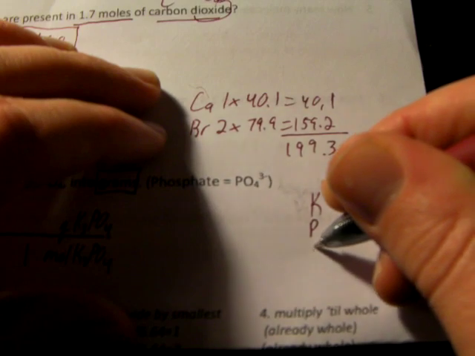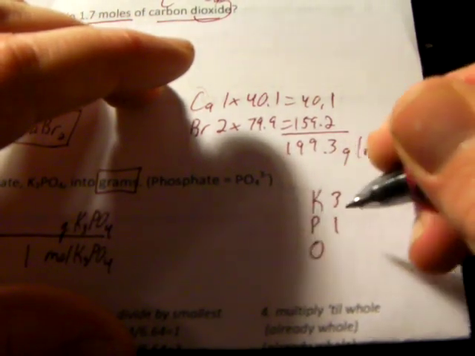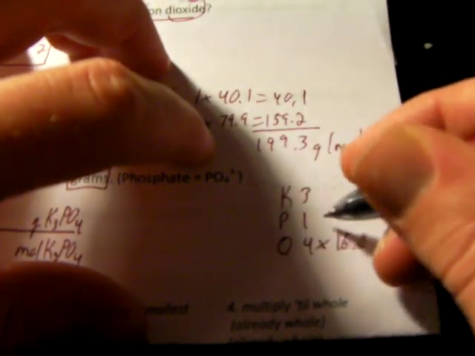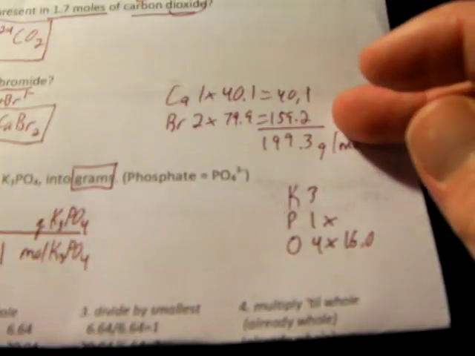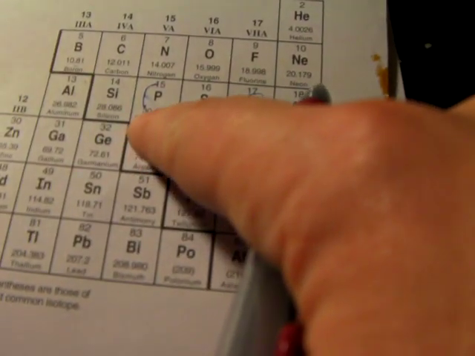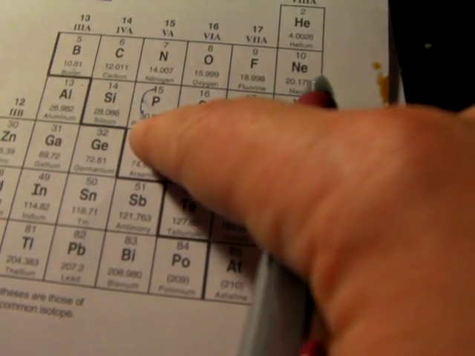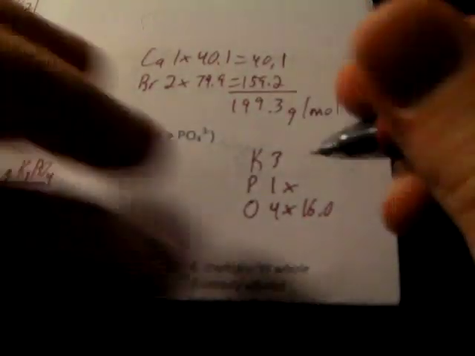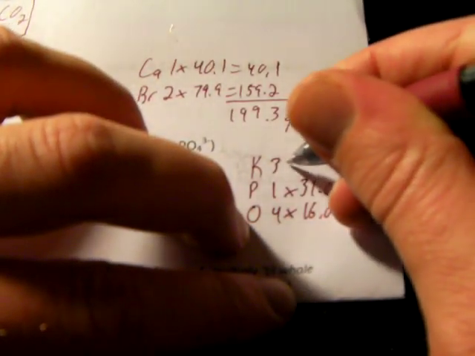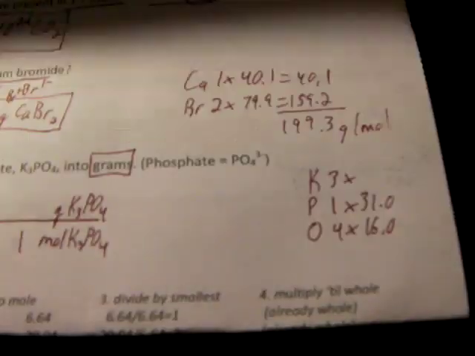K, P, and O. So there's 3 potassiums, 1 phosphorus, 4 oxygens, times their masses. So phosphorus's mass is not a common one that we use all the time, so let's look that up. It's right here, 30.974. We round that, that 9 rounds up, so it's going to be 31.0. And potassium, it's over here, it's going to be 39.098, rounds up to 39.1.